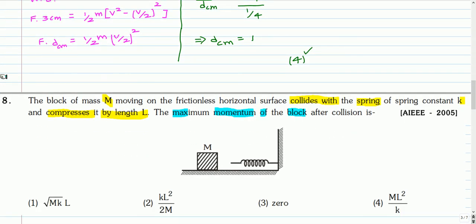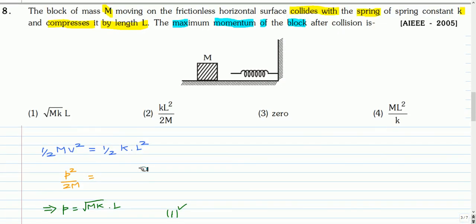This is the next question. A block of mass m moving on a frictionless horizontal surface collides with a spring of spring constant K and compresses it by length L. The maximum momentum of the block after collision is, this is a mass M which comes and hits the spring and compresses the spring by a distance L. You can pause and attempt this question.